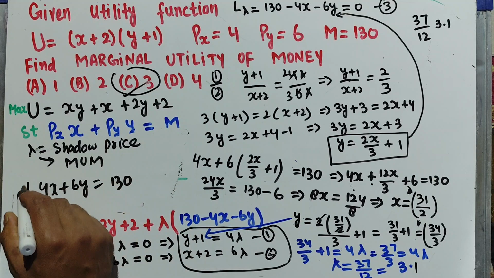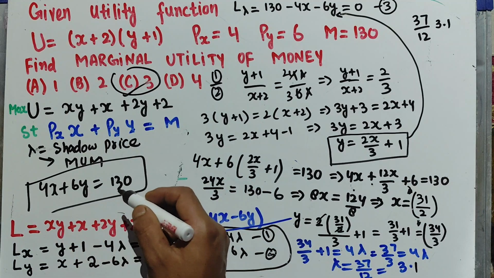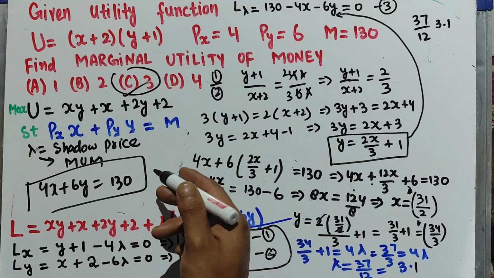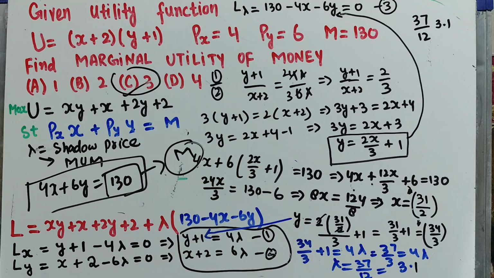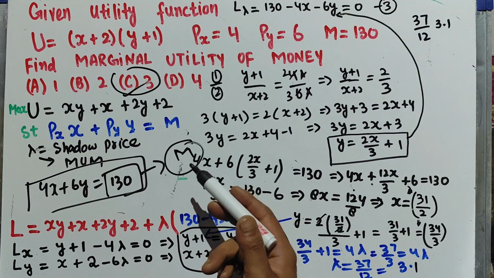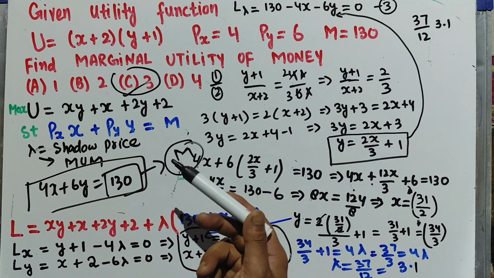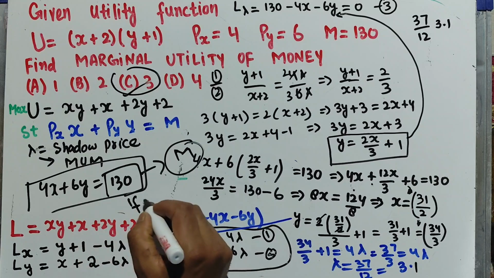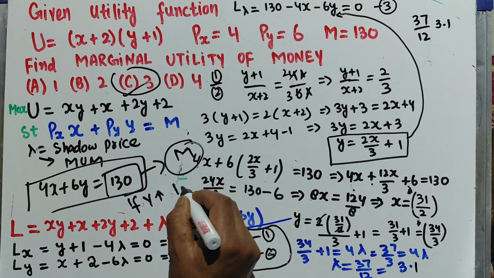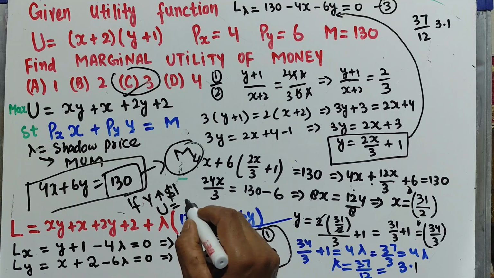Marginal utility of money simply tells us how will our utility change when there is change in the constant of the constraint. What is the constant of the constraint? This 130. And what is this? This is income. How will our utility change when there is 1 unit change in the income of the consumer? That will be the marginal utility of money. That means if income increases in this case by $1, utility will increase by 3.1 utilities.